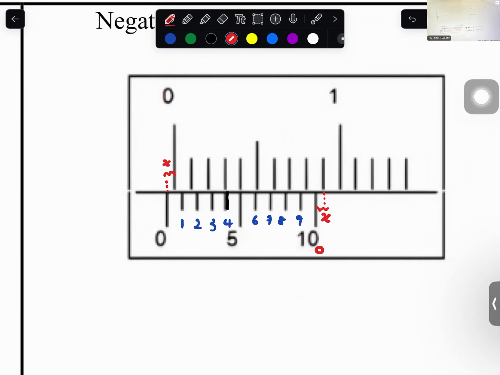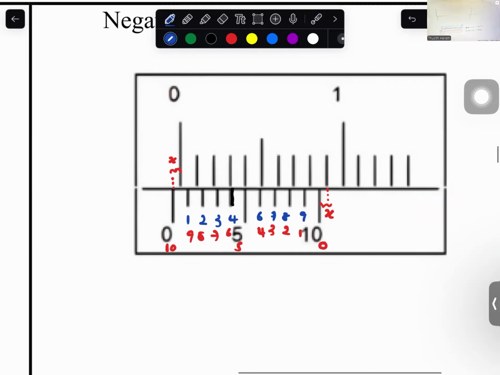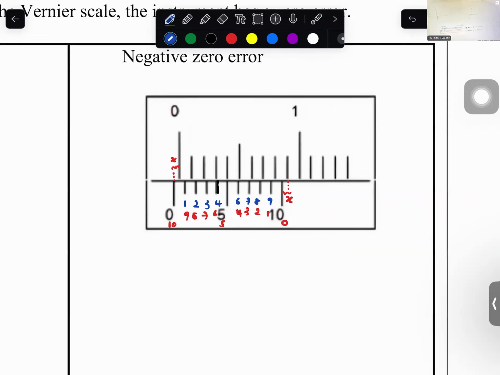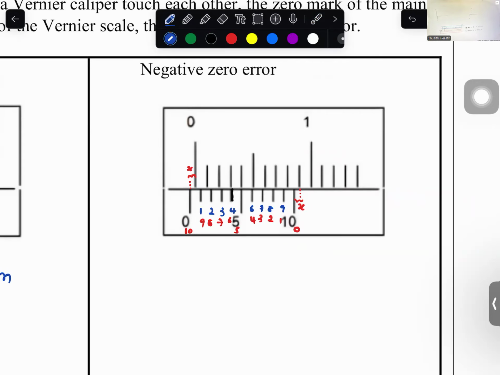To get x from here, you have to think that this is the 0th line, this is the first line, 2, 3, 4, 5, 6, 7, 8, 9, 10, like that. Then you count from this side and get the coinciding line. Unfortunately, it's also 5, so there's no difference here. But if the coinciding line is 4 from the left side, from the right side it should be 6. If it has a negative error, the Vernier scale has gone to this side, and then you have to count it from here. It's a simple thing, you can realize it, right?